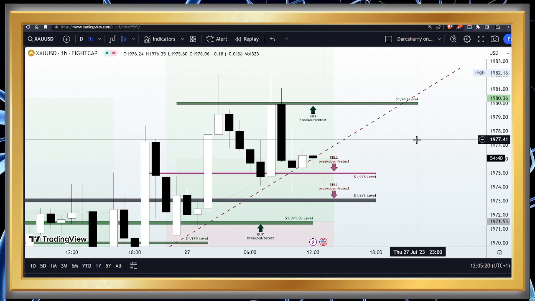So all we just need to do is, since we already have these levels marked out, wait for structures to mature, then jump into that position.